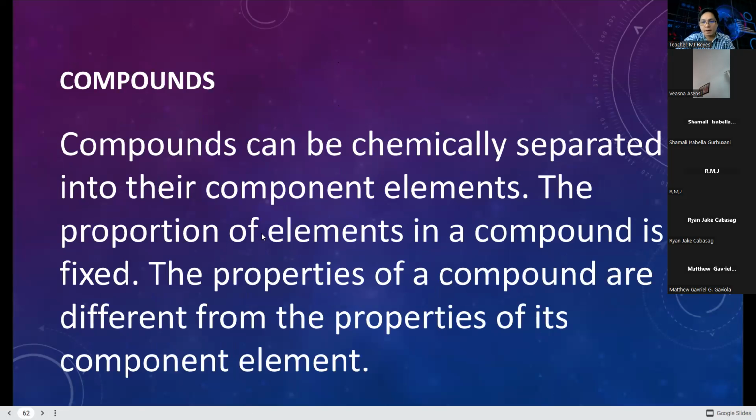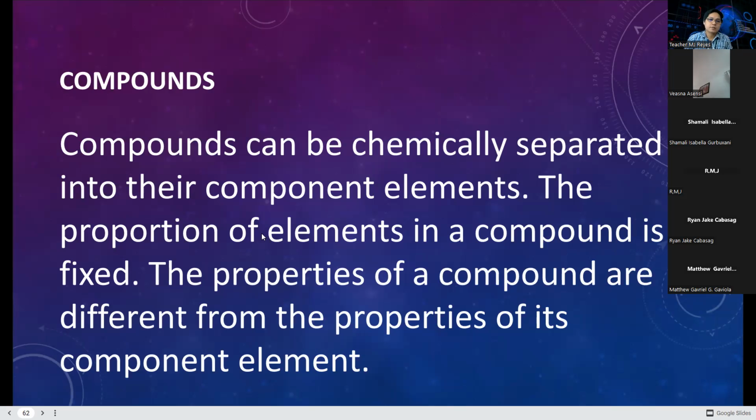Let's move now to compounds. Do you have any question with regards to elements? No, sir. Questions with elements? Again, elements cannot be chemically decomposed. We cannot separate them chemically because they are already in the simplest form.